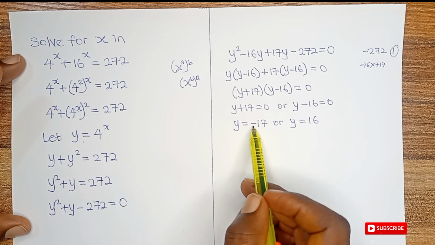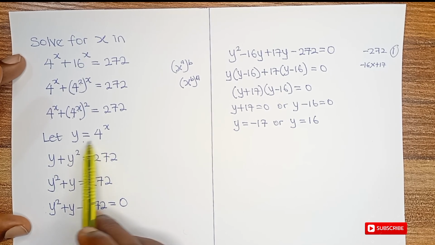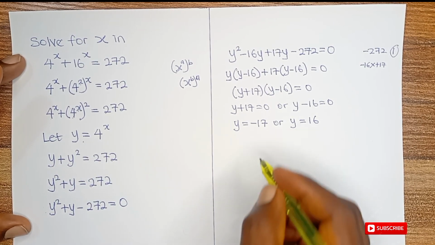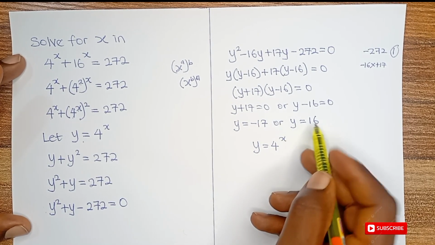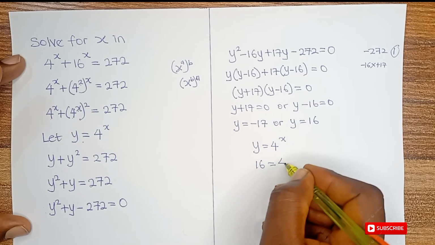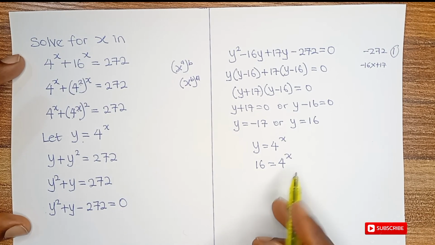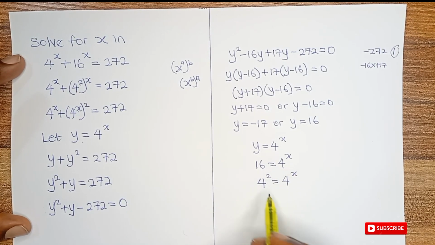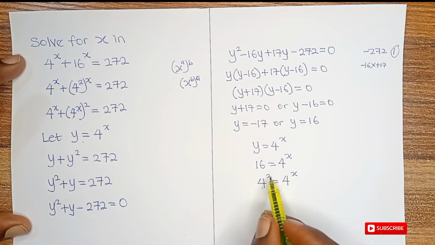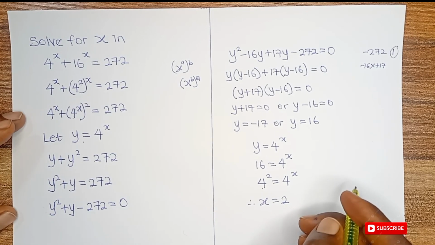If we put in y is equal to minus 17, we cannot have a single base for this relationship. But if we put in 16 here, we're going to have y is equal to 4 to the power of x. So since y is equal to 16, we can have 16 is equal to 4 to the power of x. We can convert 16 to be in the form of a power of 4. So 4 to the power of 2 is equal to 4 to the power of x. So since the bases are the same, we can equate the exponent. Therefore, x is equal to 2. So this is the simple answer to this question.